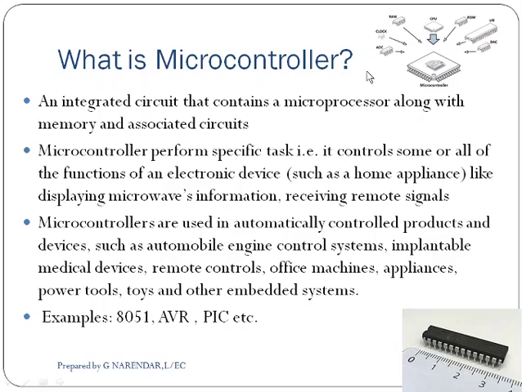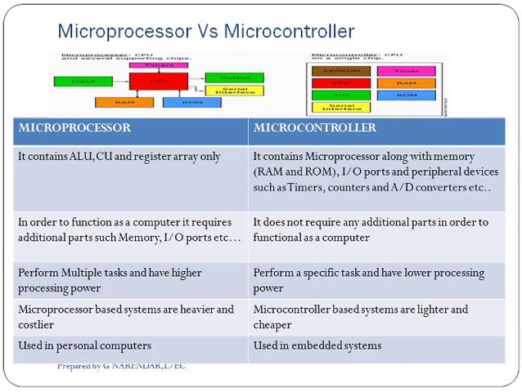So if memory and other circuits are all in one IC along with the microprocessor, then it is called a microcontroller. This microcontroller is more useful in appliances. Here we'll see some differences, a comparison between a microprocessor and a microcontroller.